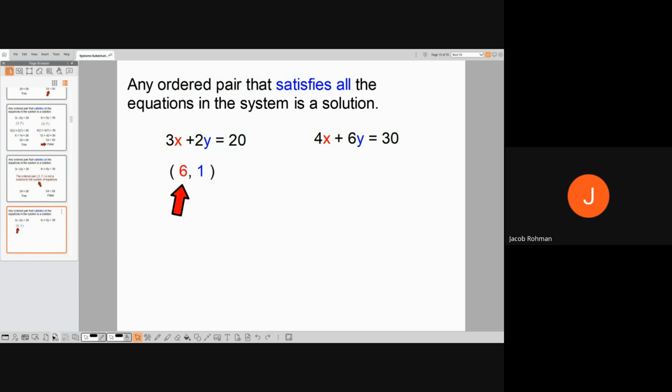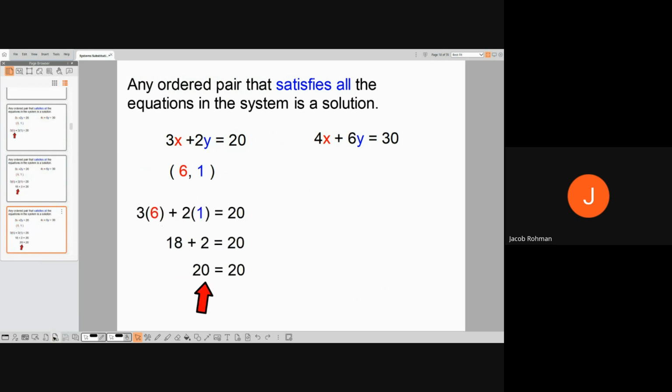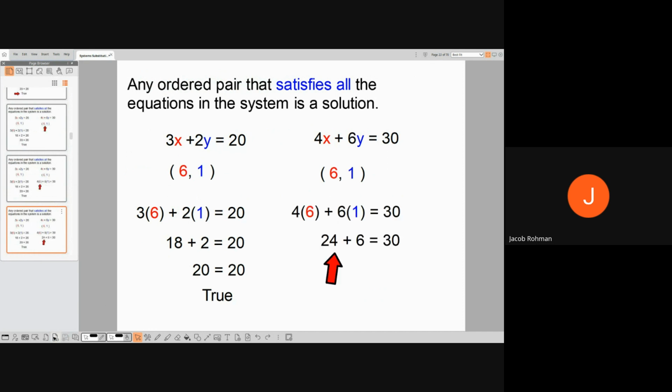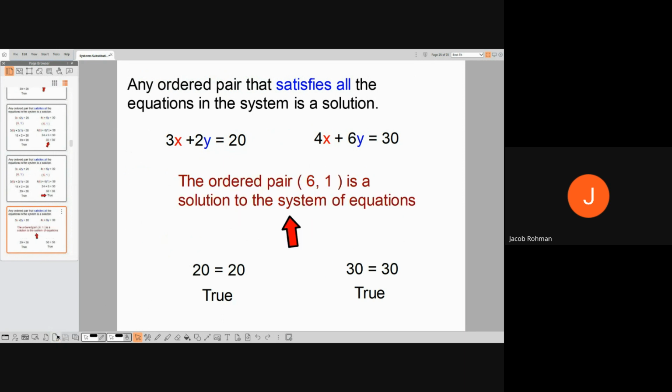But let's say we used a different ordered pair, for example (6, 1), and substituted that in. Now we can evaluate it, and we get a true statement: 20 = 20. Then using that same ordered pair in the second equation, we substitute and evaluate, and we get the statement 30 = 30, which is also true. Now that we've got two trues, the ordered pair (6, 1) is a solution to the system of equations.